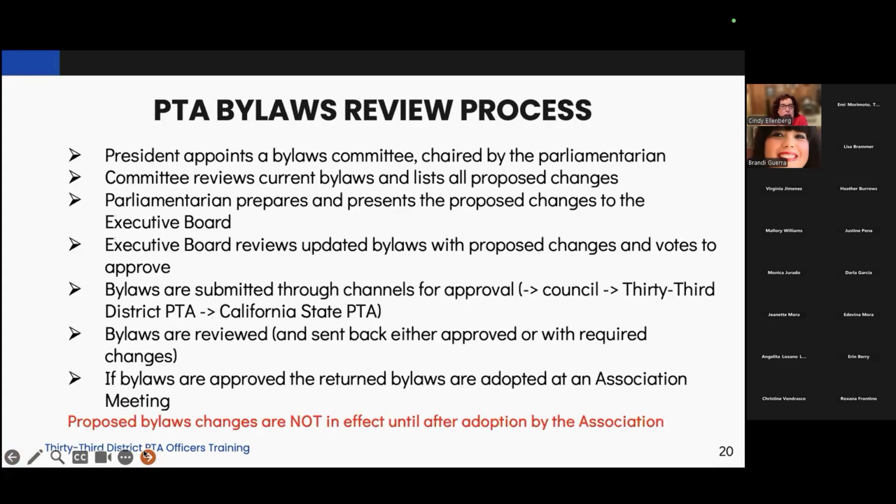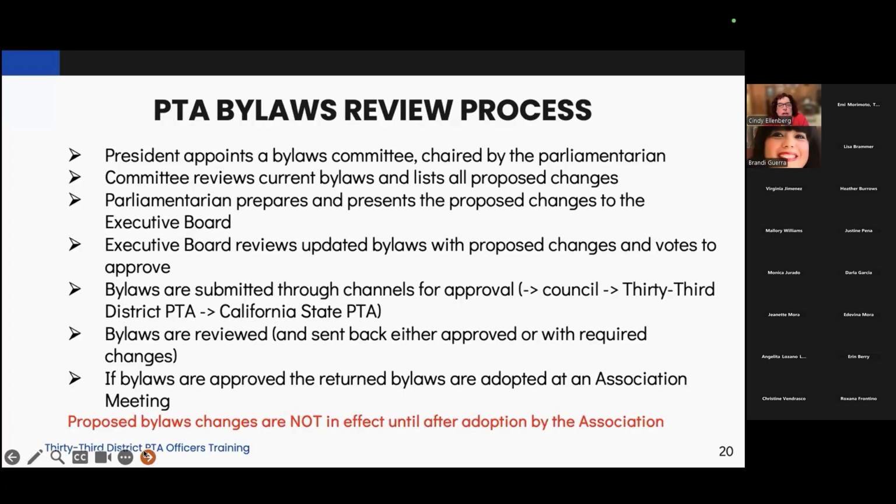The top level bylaws review process: the president appoints a bylaws committee chaired by the parliamentarian, if there is one. The committee reviews the current bylaws and lists all proposed changes. And then the parliamentarian prepares and presents the proposed changes to the executive board. The executive board reviews the updated bylaws with the proposed changes and votes to approve. At that point, the bylaws are submitted through channels for approval. They go from the unit to the council to 33rd District, and 33rd District will send it on to state.